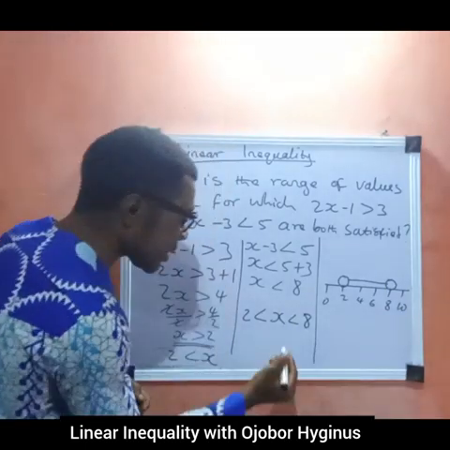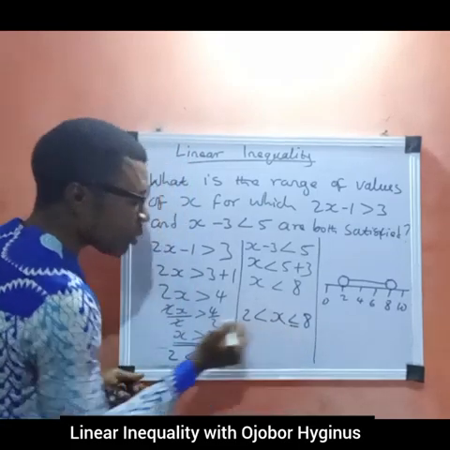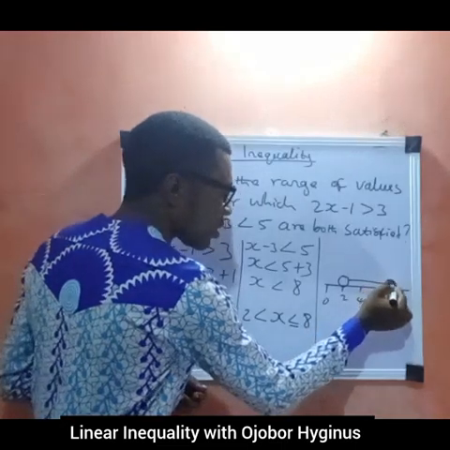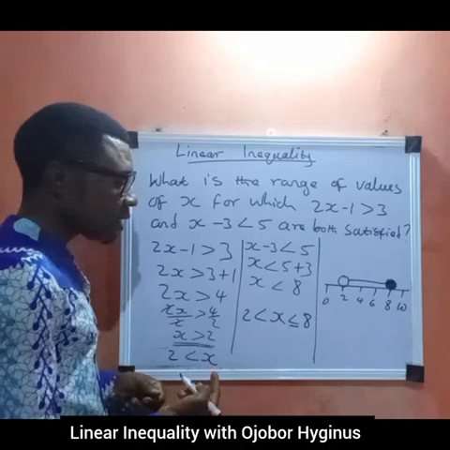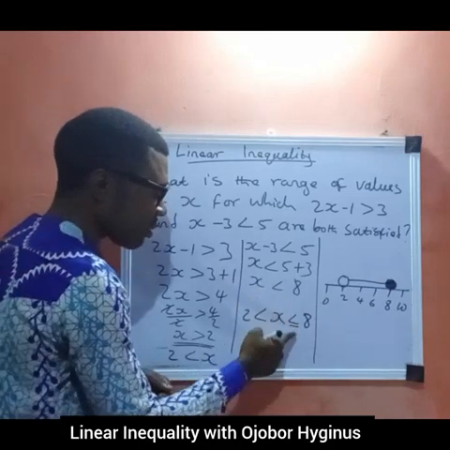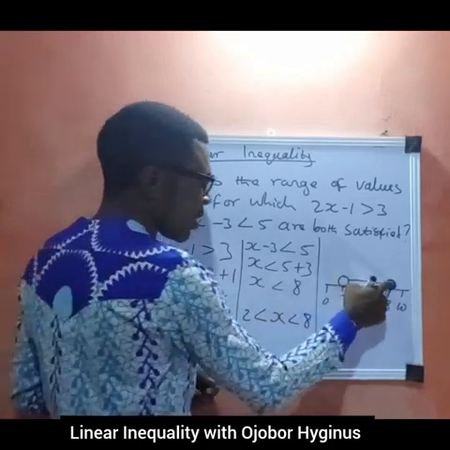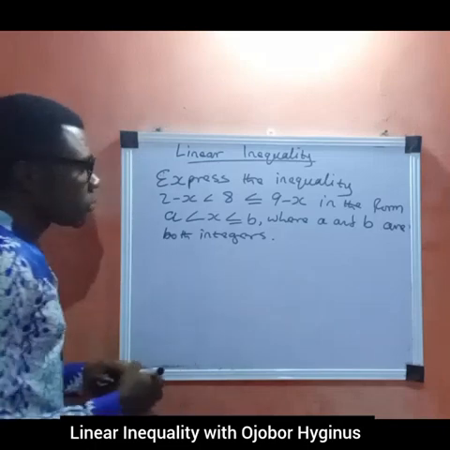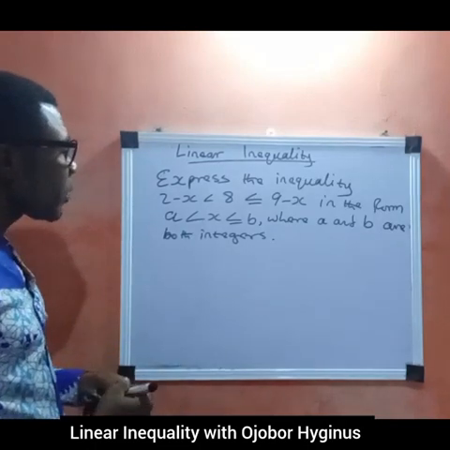Let's assume this is less than or equal to. If this is less than or equal to, that means this one is going to be shaded, and this one is going to be shaded, but it is not. That is why both of them do not have equal to, and that is why both are hollow. You can see that.